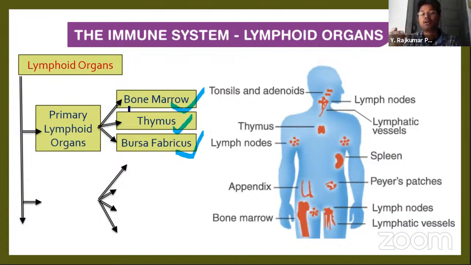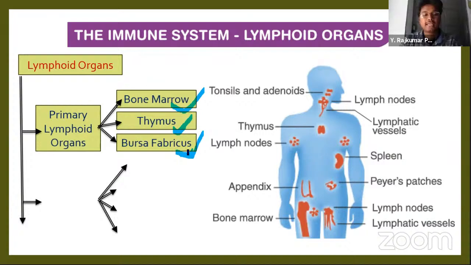There is another organ called thymus. Thymus helps in the maturation of lymphocytes. Hence, the cells which mature in the thymus are called T lymphocytes. Okay, and bursa of Fabricius is not part of mammals. It exists in birds. Okay, aves contain this bursa of Fabricius as a lymphoid organ.